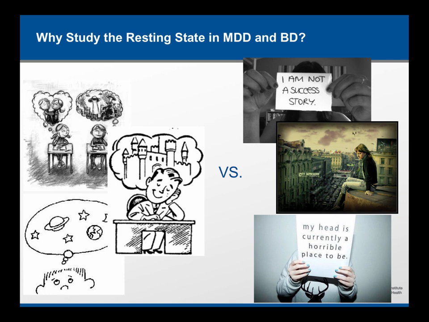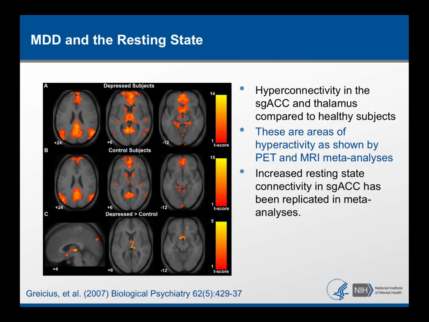If you do a Google image search on depression, you get images like this. So as you can imagine, if someone with serious depression is put in the scanner and allowed to have their mind wander, they might be having depressive ruminations, negative self-talk, maybe even suicidal ideation. So these states are probably very different for depressed individuals and healthy individuals.